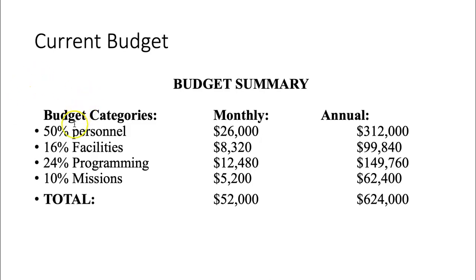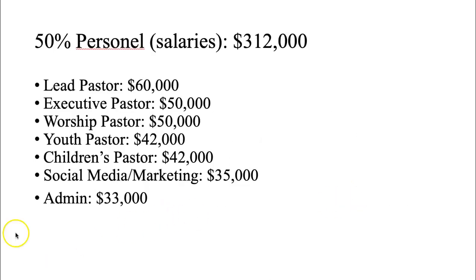So as you can see right here, we have allocated the different budget categories, with a monthly total of $52,000 and an annual total of $624,000. Again, we have 50% personnel, so it's $312,000 annually. We have to pay the lead pastor $60,000, executive, worship, youth, children's pastor, social media marketing, and admin. Notice how it goes down. The pay goes down over time.